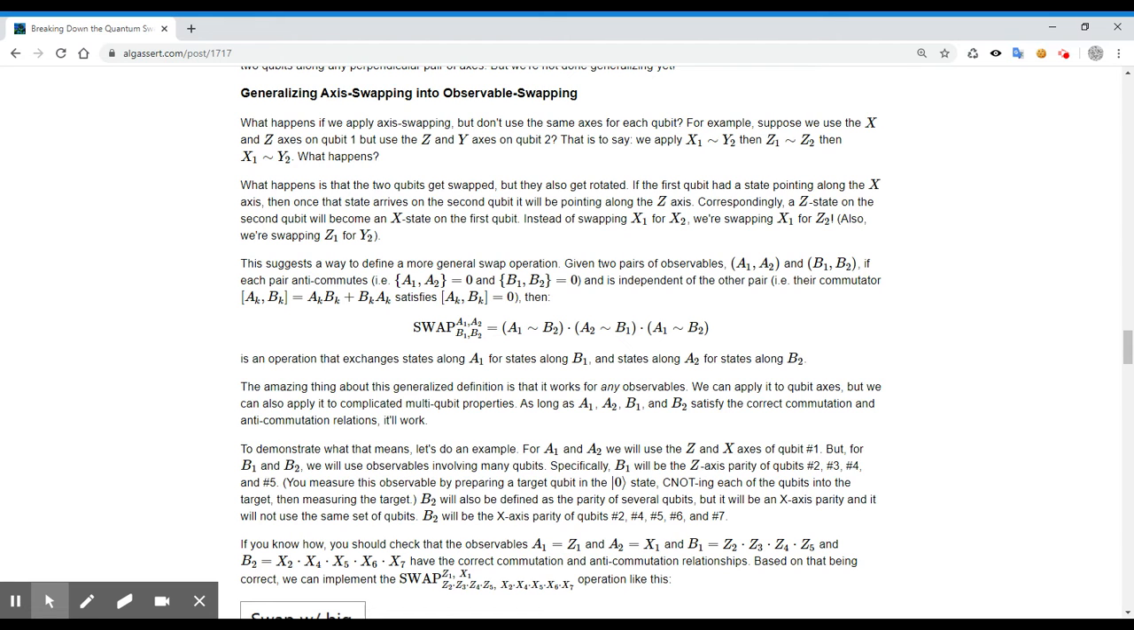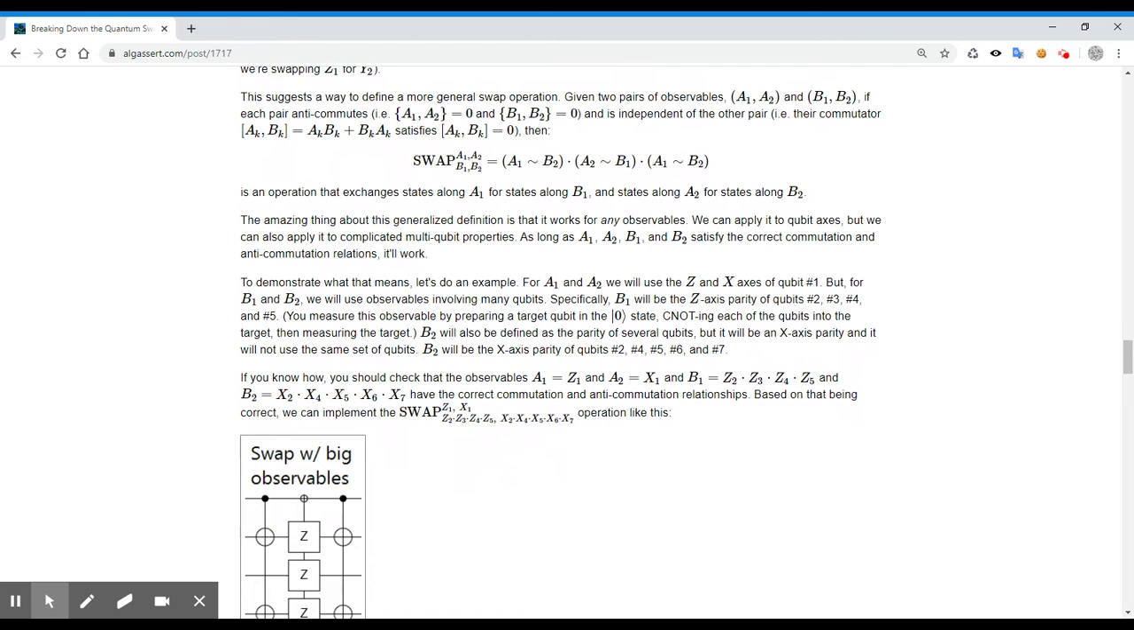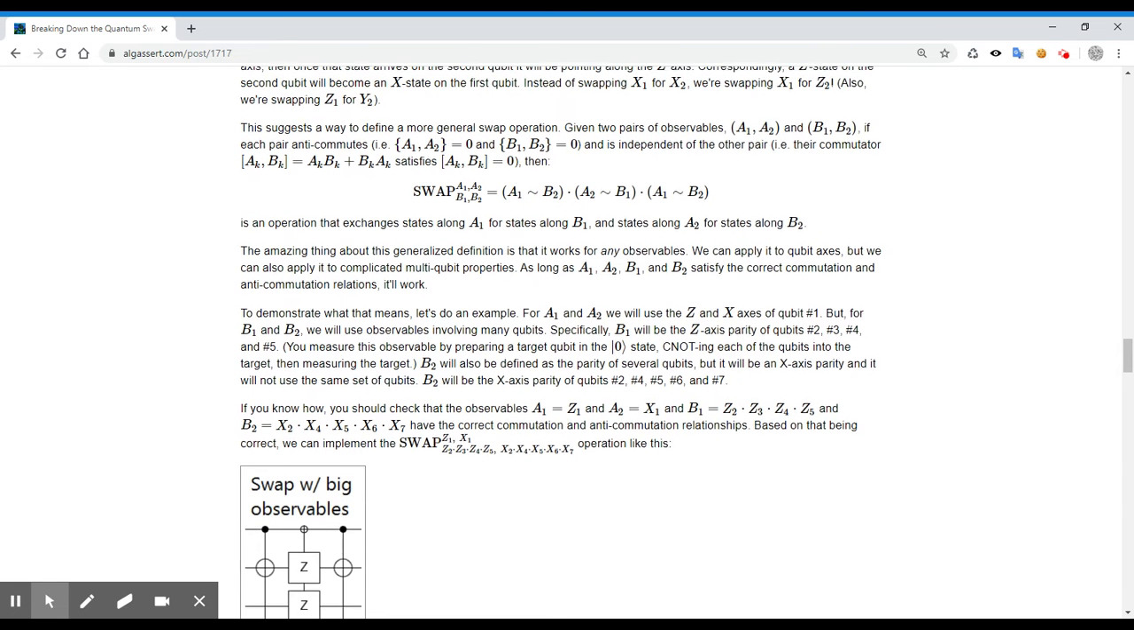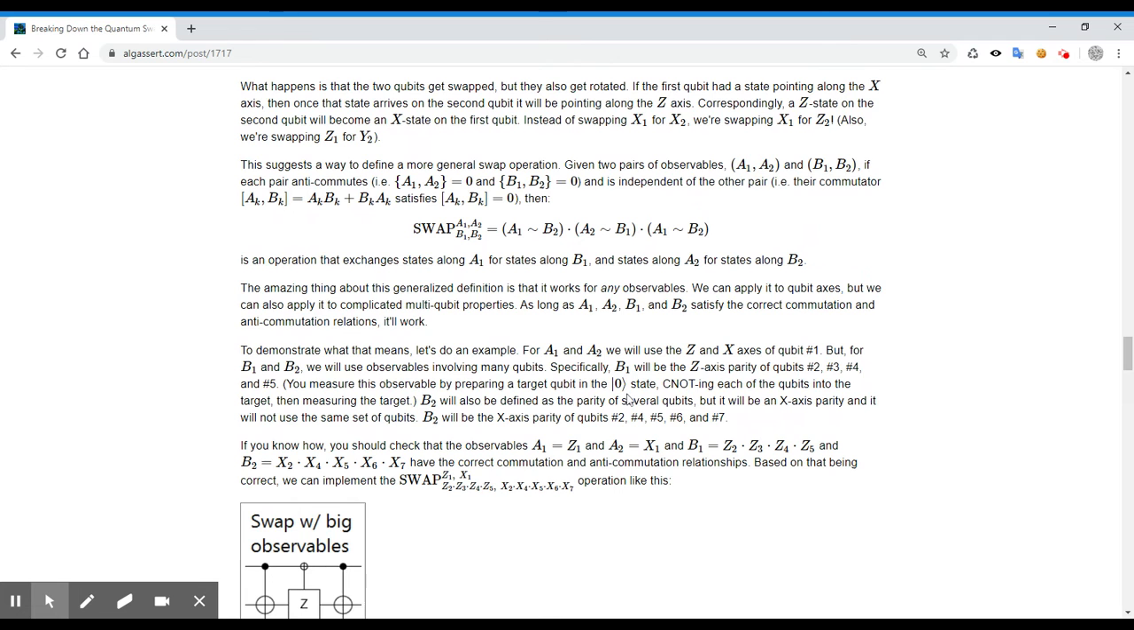So you're swapping results of operations and measurements, right? You're not just swapping qubit states, but you're swapping more complex operations on qubit states. So what this is saying is the observable blah blah blah. So what was the example here?